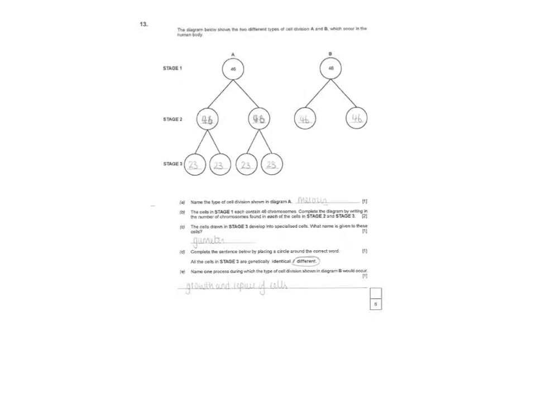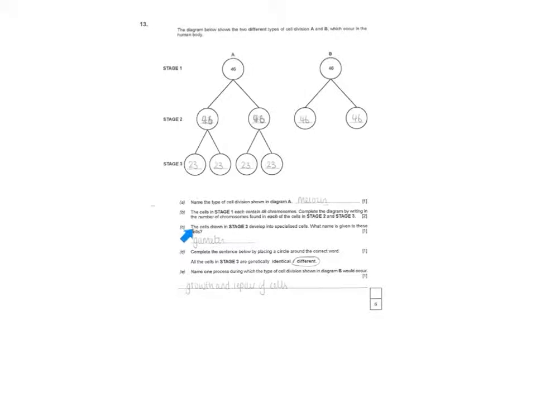In the type of cell division shown in diagram A, as you can see, we have our original cell, and it splits into four daughter cells, so it has to be meiosis. The cells in stage 1 each contain 46 chromosomes. Complete the diagram by writing in the number of chromosomes found in each of the cells in stage 2 and 3. So in stage 2, they all have 46, and then in stage 3, they all have 23. So in meiosis, we have half the number of chromosomes.